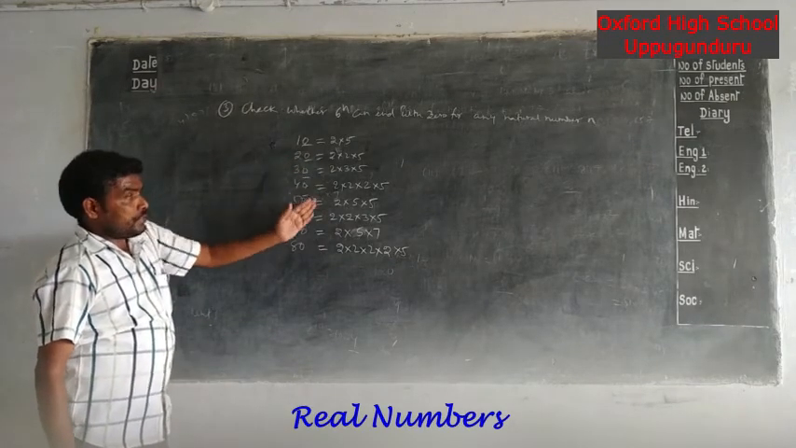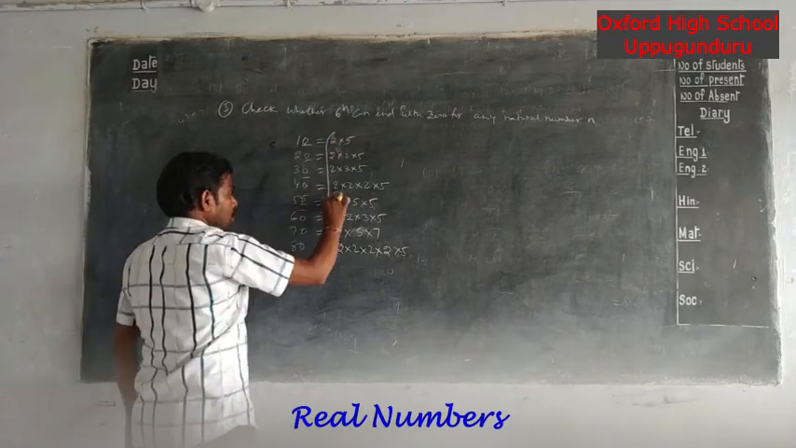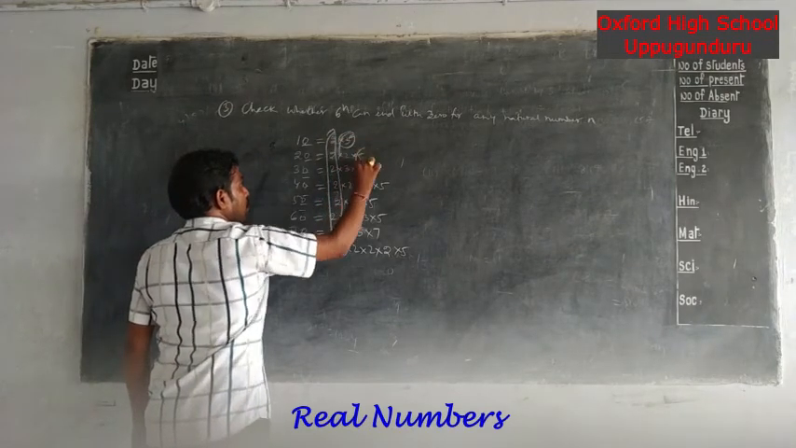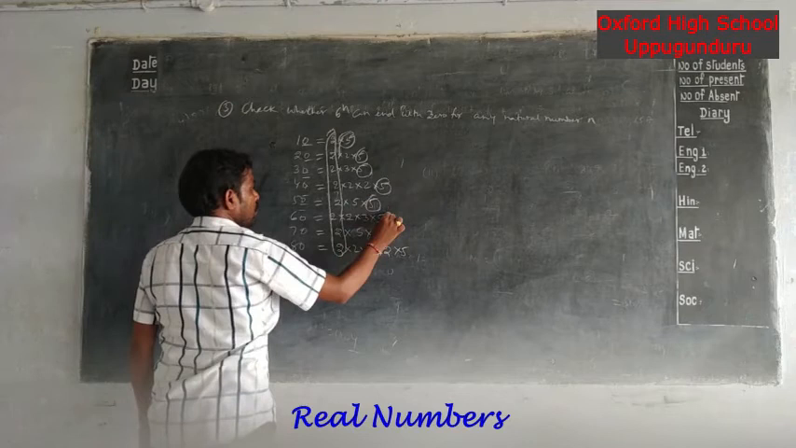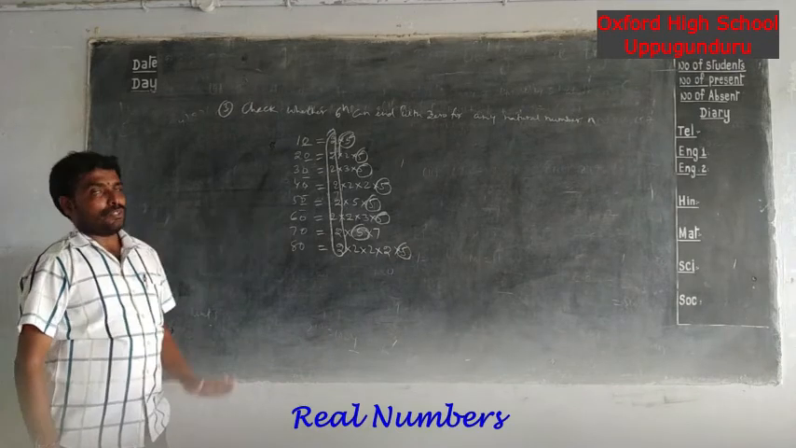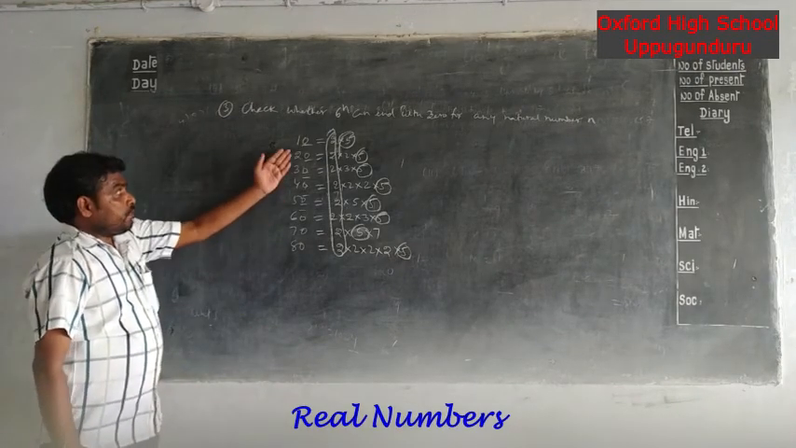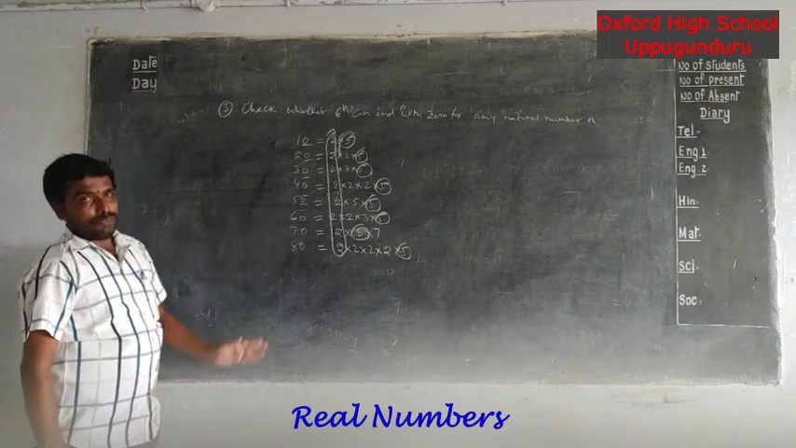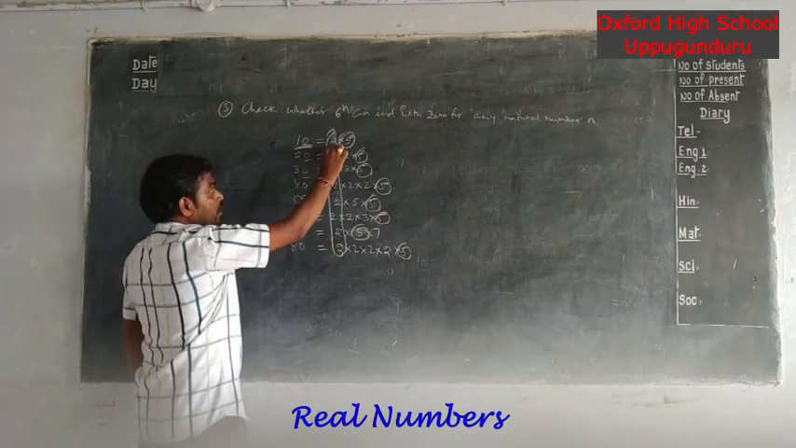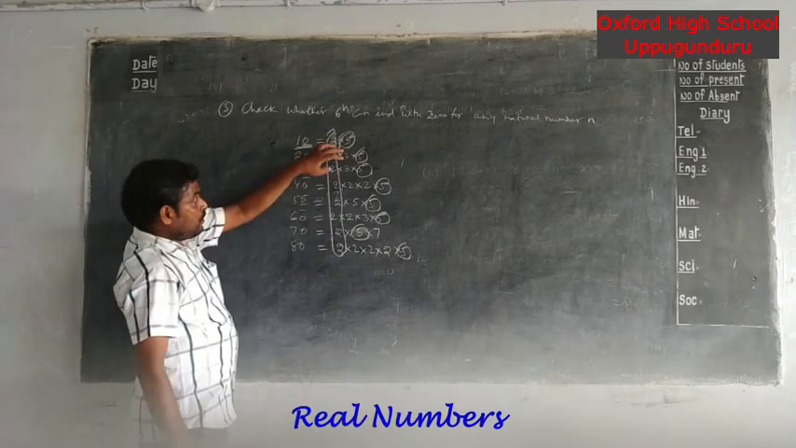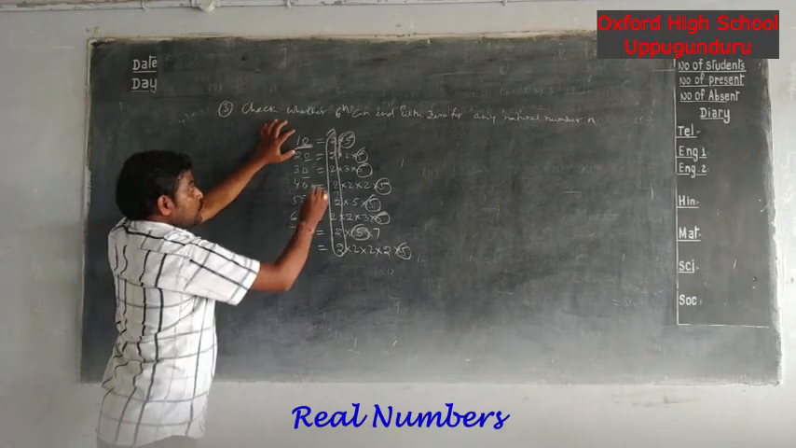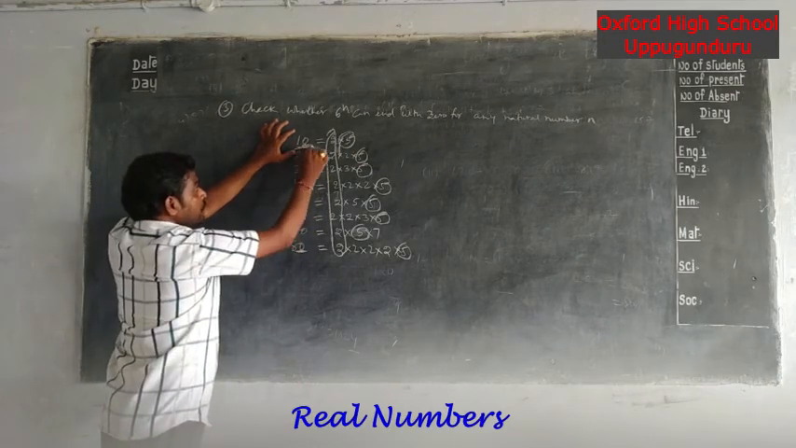So when you observe all these numbers ending with 0, what is common? For all these, 2 is a common factor and 5 is also a common factor. That means if a number is ending with 0, the number must have 2 and 5 as factors, then only it is ending with 0.